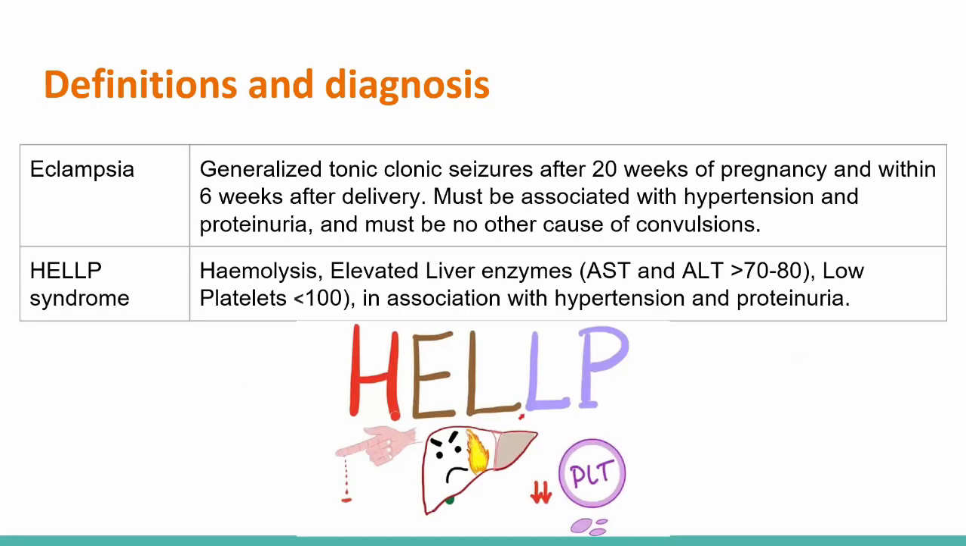We get eclampsia as well, and we actually see this quite a lot in the ED. Patients come in with generalized tonic-clonic seizures. This must be after 20 weeks of pregnancy or even within 6 weeks after delivery, and it must be associated with hypertension and proteinuria, and there must be no other obvious cause of the convulsions in order to diagnose this as eclampsia. We also get HELLP syndrome, which stands for hemolysis, elevated liver enzymes of an AST or ALT of more than 70 to 80, low platelets of less than 100, and this again must be in association with hypertension and proteinuria.